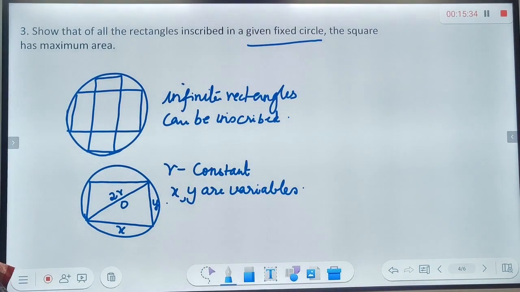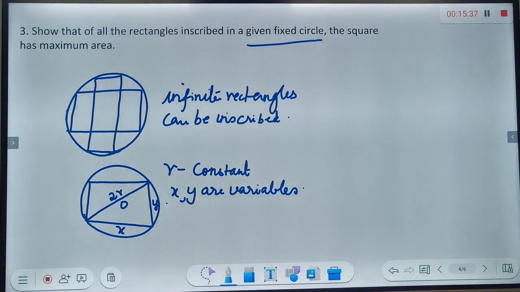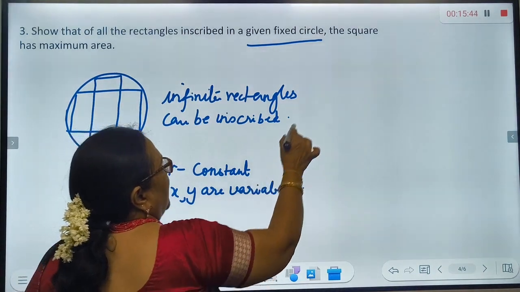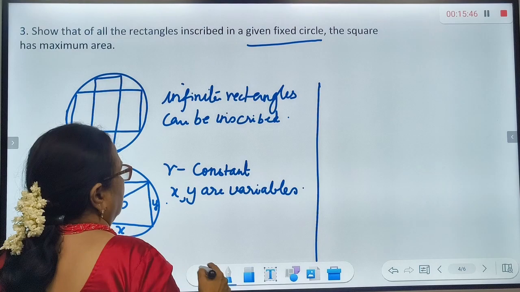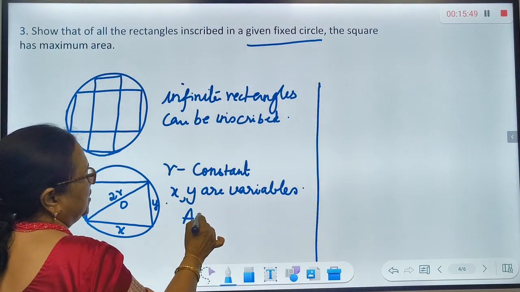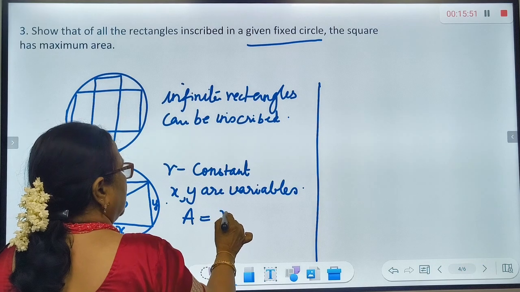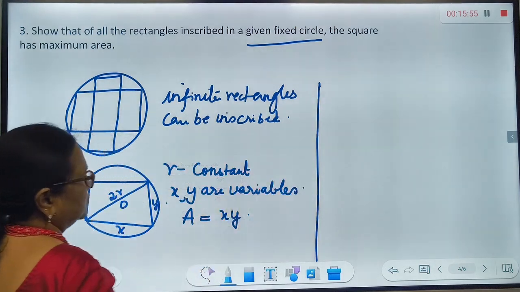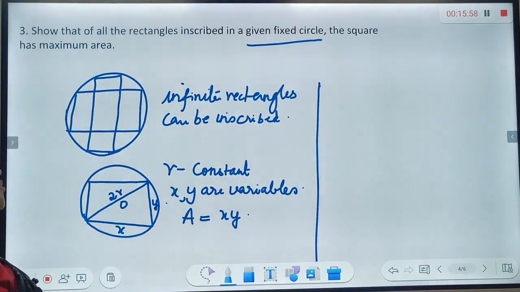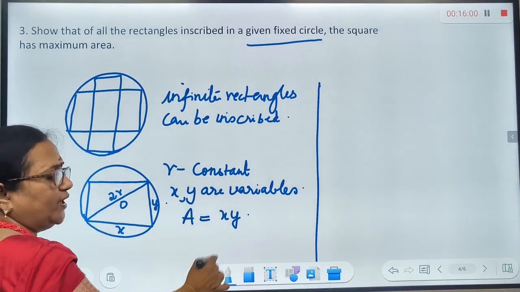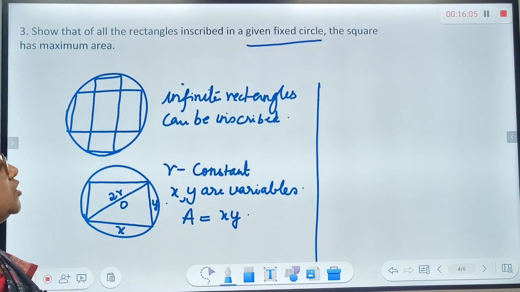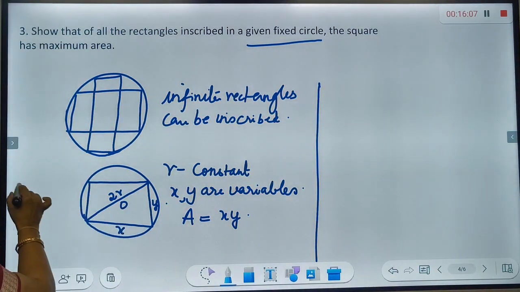We are only going to prove that the one which has the maximum area is the one which is a square. Okay, so we are going to maximize the area. Now the area function is equal to x into y. So I have to now substitute. Again, it's a function of two variables, so I have to express it as a function of a single variable. So what is the relationship between x and y?